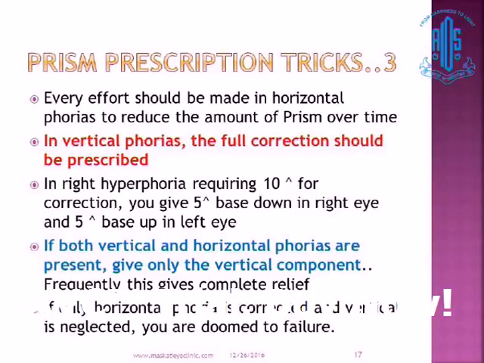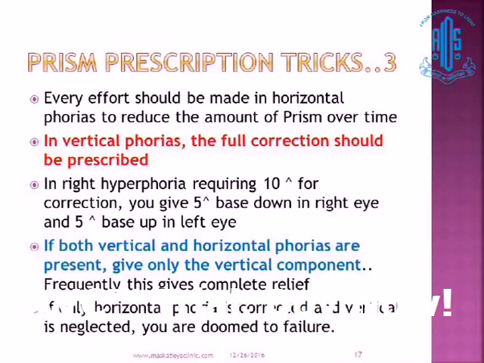What we want to do is remove asthenopia or remove the eye strain. In a vertical phoria, our brain and eyes unfortunately are constructed in such a way that you can't adapt. So if the patient requires 10 prism diopter, you will give it full 10. Will you give both base down or base up? No. You have to give, example, right hyperphoria requiring 10 diopters for correction. I will give 5 diopters base down in the right eye.